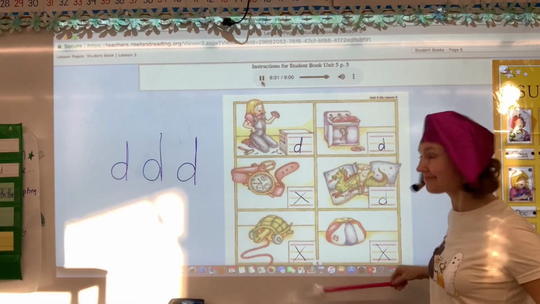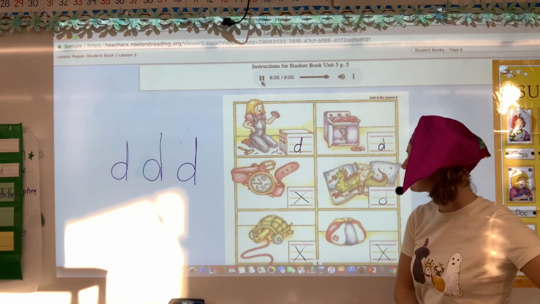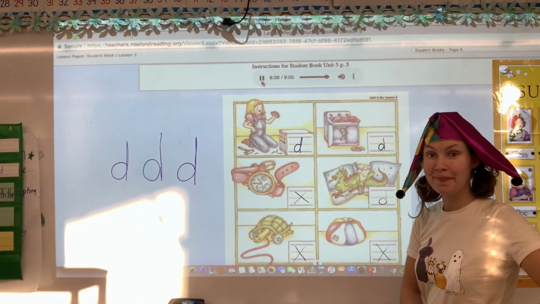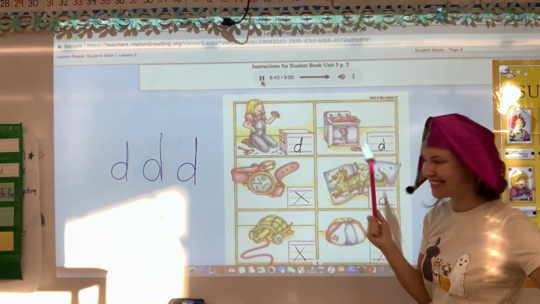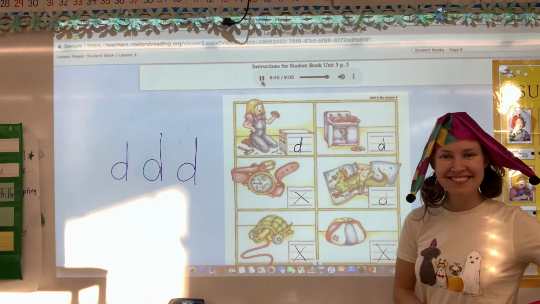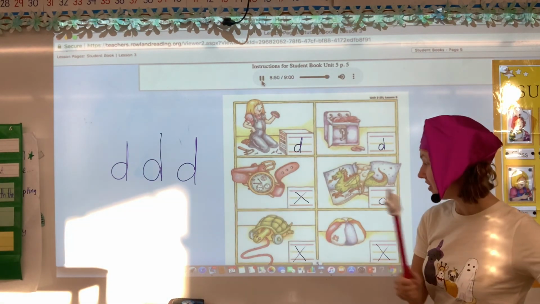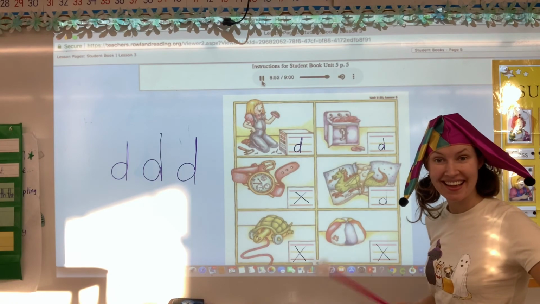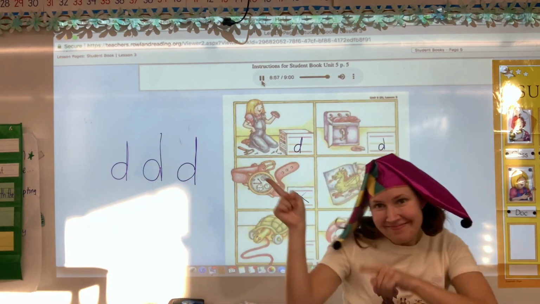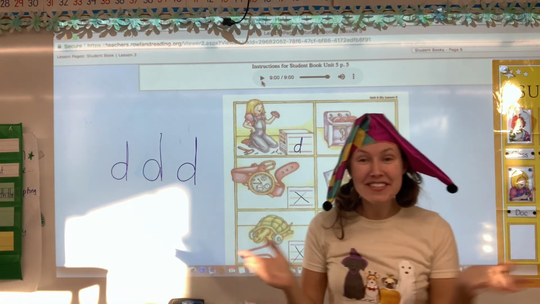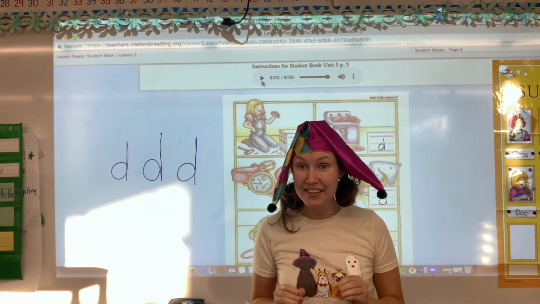Let's check your answers. You should have written lowercase d on the lines next to these three pictures: tool chest with drawers, toy sink with dishes, and dragon book. Dragon. You should have marked an X on the lines next to these three pictures: watch, toy turtle, and beach ball. Nice job, you guys. We did it. That was so awesome. We were able to find all of the words that had that d sound that letter d makes.